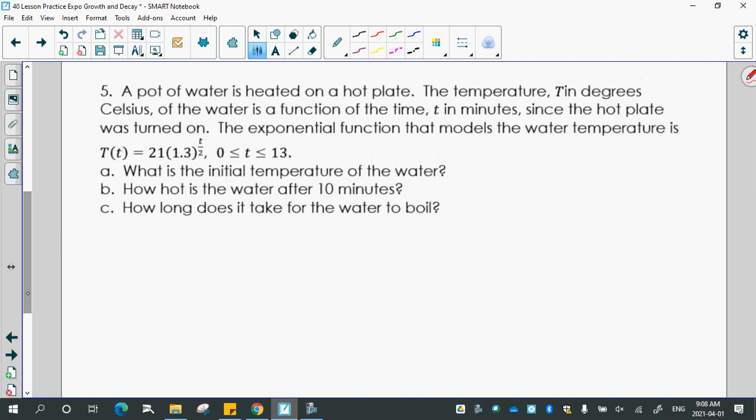A pot of water is heated on a hot plate. The temperature T in degrees Celsius of the water is a function of the time t in minutes since the hot plate was turned on. Okay, so you've got a pot of water on a hot plate. It starts off at room temperature probably, then you turn on the hot plate and it starts to get hotter and hotter. The exponential function that models the water is given by T(t) = 21 times 1.3 to the exponent t over 2. And then why would they add on this restriction? What do you think? Where time is between 0 and 13 minutes.